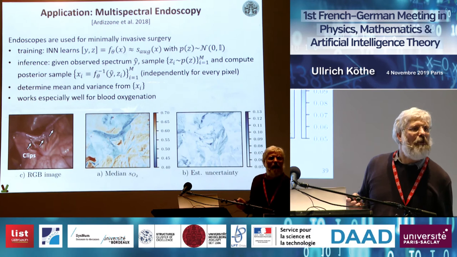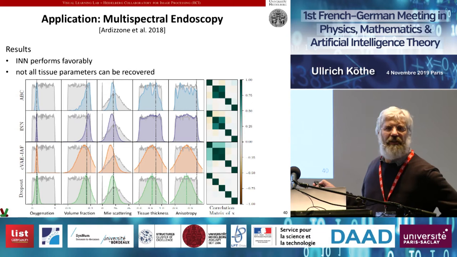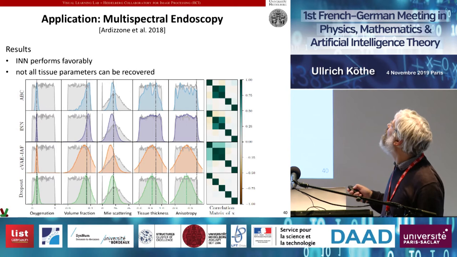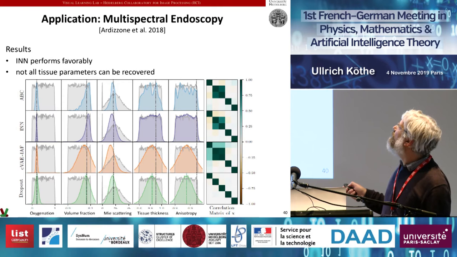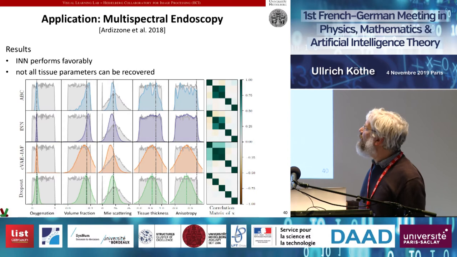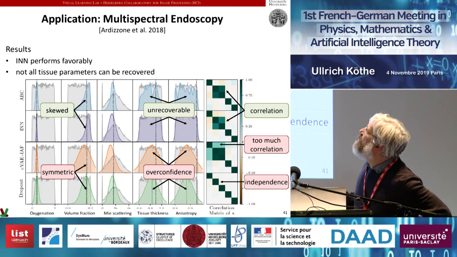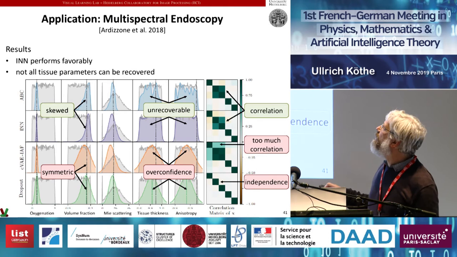So here's what we get. The first row is again a rejection sampling ground truth, so even more expensive than in case of the robot arm. And these are 3 neural network variations: our invertible network, a conditional variational autoencoder, and a Bayesian neural network using dropout inference. You see that the INN gives the best results, namely here. It correctly detects the skewedness of this parameter, the blood volume fraction. So it cannot be more than 100%.